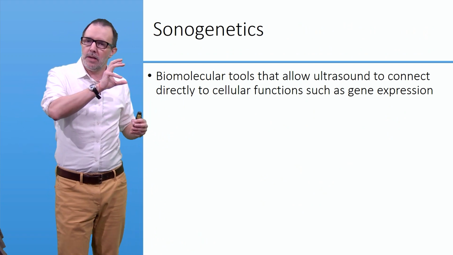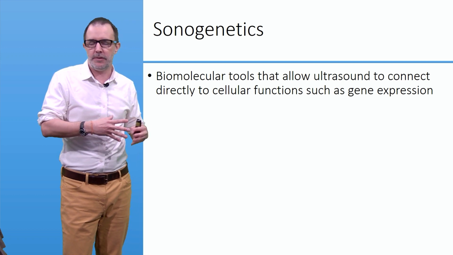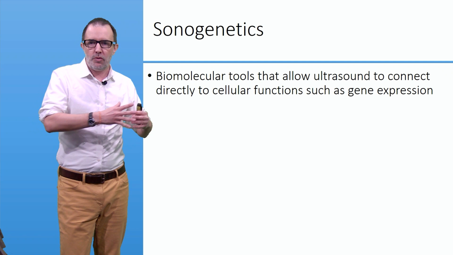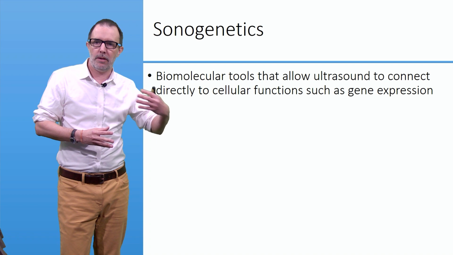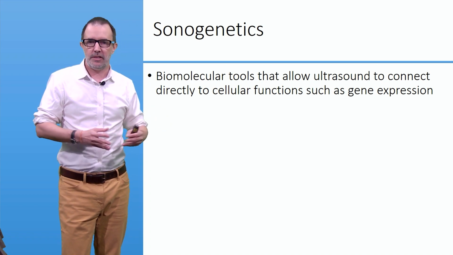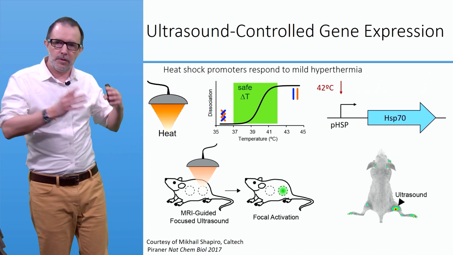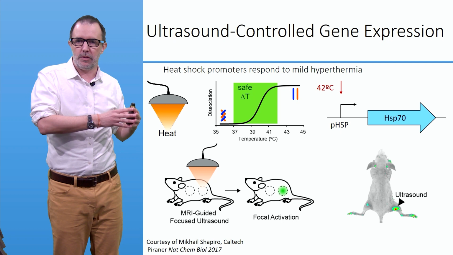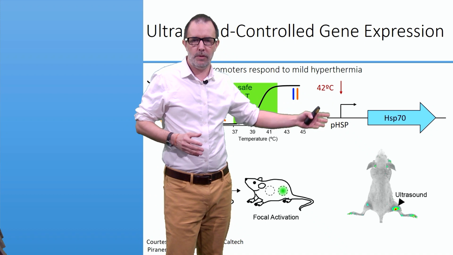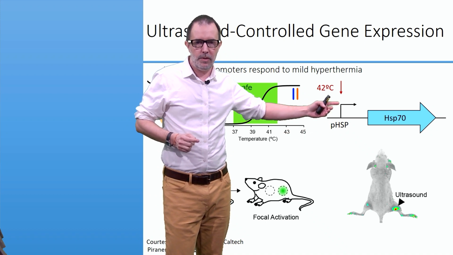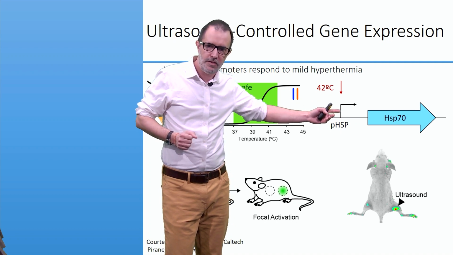And finally, the last part is to discuss sonogenetics. Sonogenetics is a combination of synthetic biology and ultrasound to develop biomolecular tools to allow ultrasound to connect directly to cellular functions such as gene expression. One way to understand this is thinking about heat shock promoters. We know that they respond to mild hyperthermia, so mild hyperthermia, 42, 43 degrees, activates the promoter that will in turn trigger the expression of the heat shock protein gene.